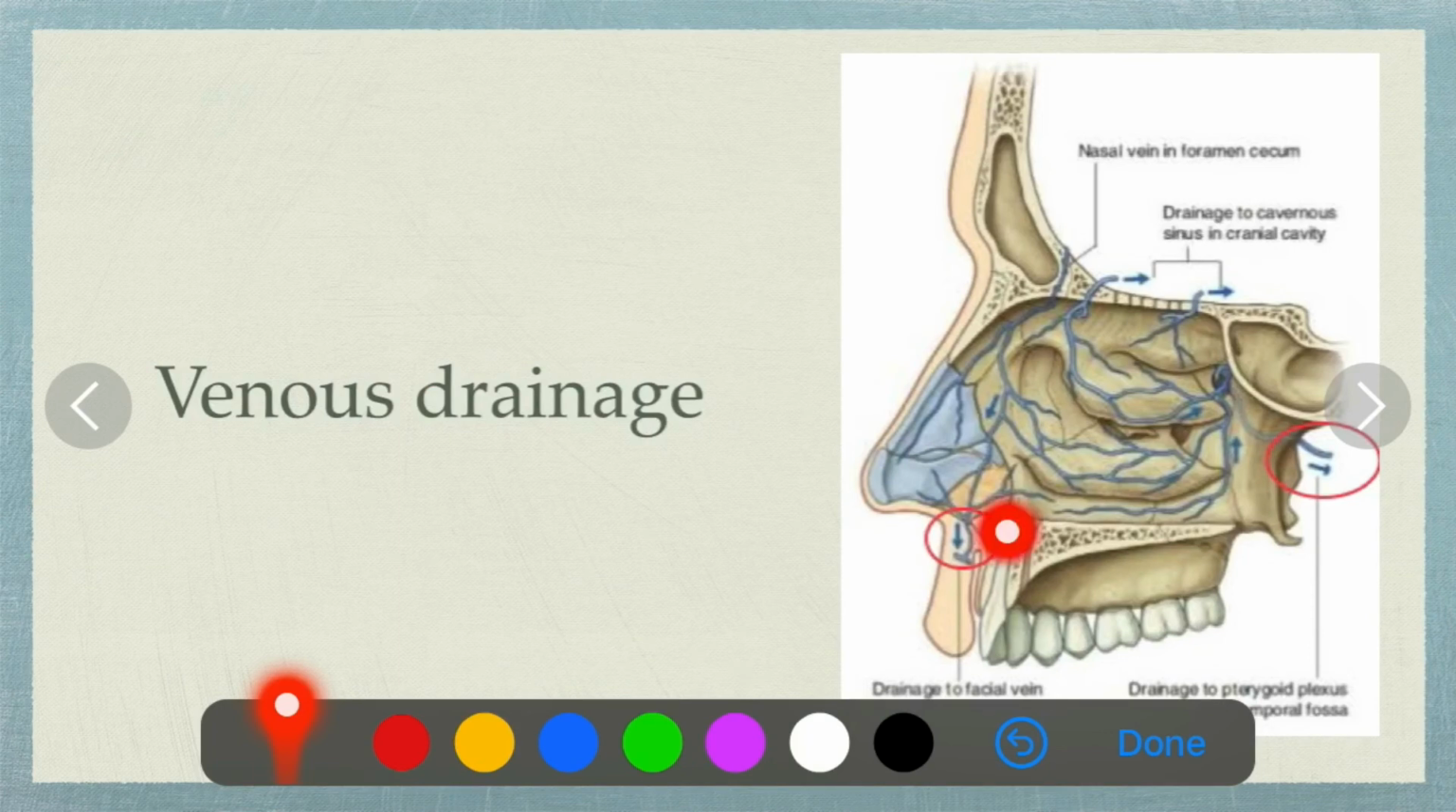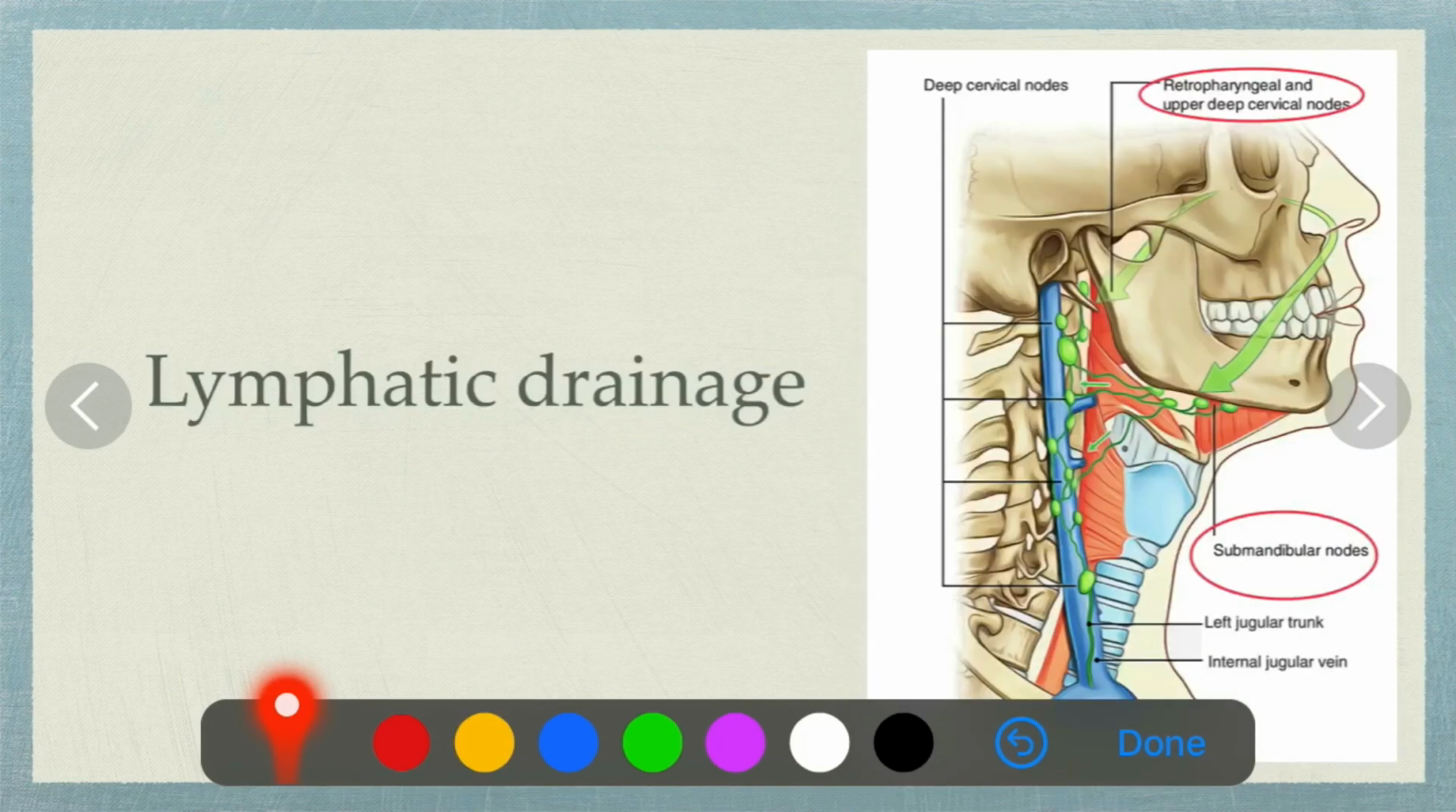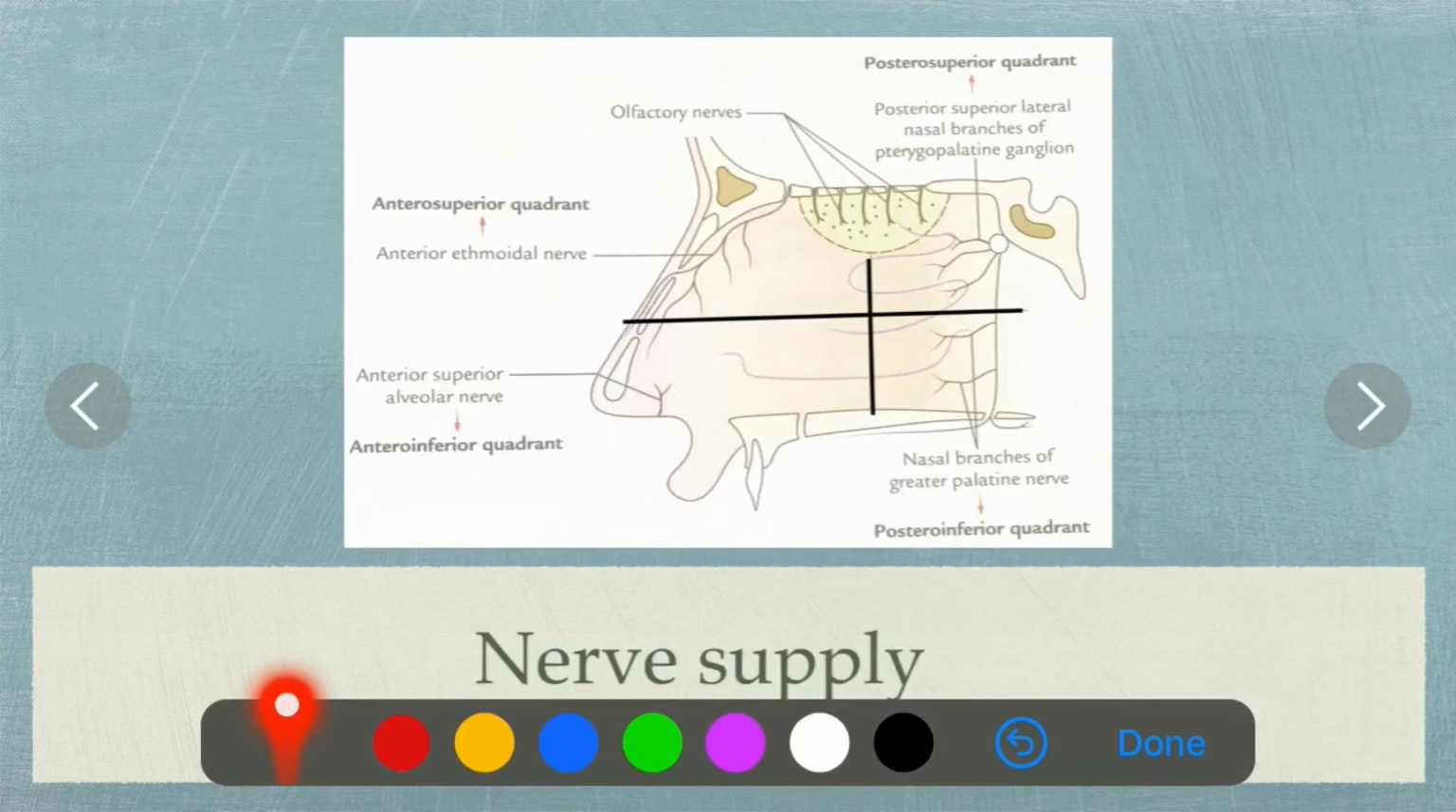Its venous drainage is similar to the venous drainage of the nasal septum, that is the facial vein and the pterygoid venous plexus. Its lymphatic drainage is via submandibular lymph nodes and retropharyngeal lymph nodes. Its nerve supply is similar to the nerve supply of the nasal septum. It is supplied via olfactory nerves, the anterior superior quadrant by the anterior ethmoidal nerve, the anterior inferior quadrant by the anterior superior alveolar nerve, and the posterior quadrant by the pterygopalatine ganglion.